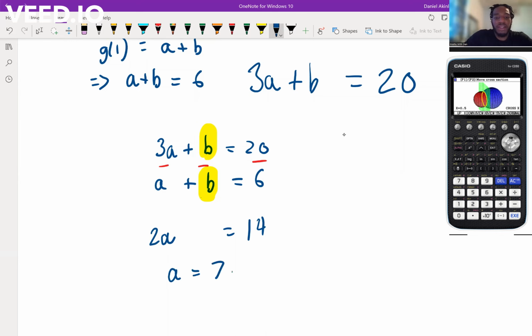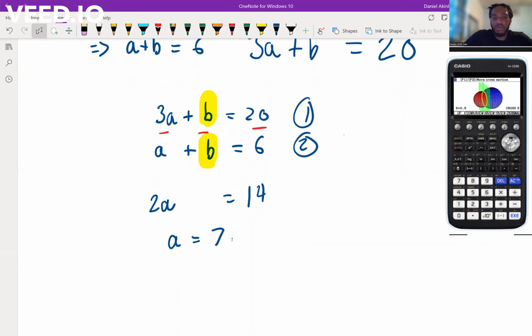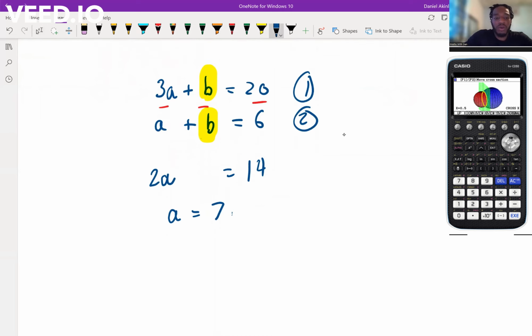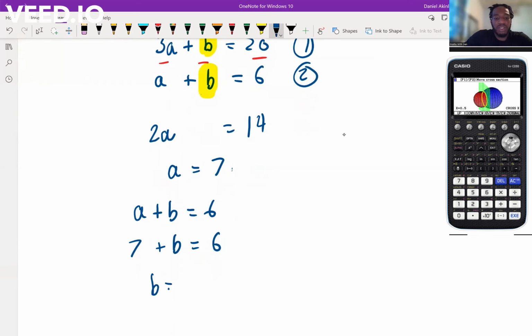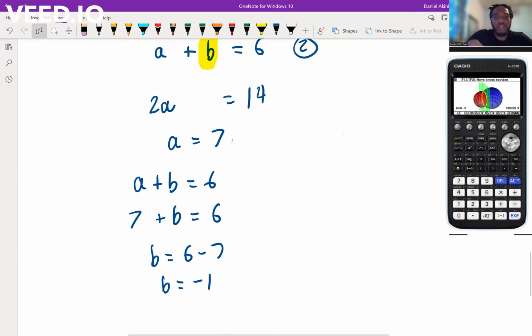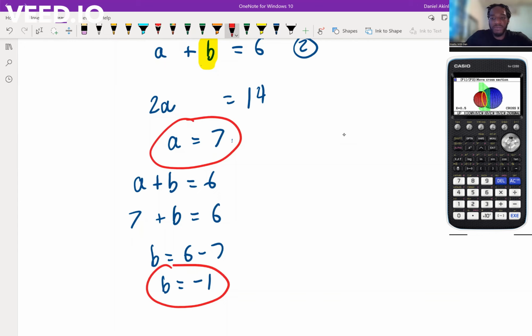I have a, I need b. How do I do that with simultaneous equations? You just plug your a back into any one of these two. It's easier to plug it into the bottom one, so we'll use the bottom one. We know from the equation a plus b is equal to 6. That tells me that 7 plus b is equal to 6. So therefore, what must b be? B is equal to 6 take away 7, b is equal to -1. So our two answers are a is equal to 7 and b is equal to -1.